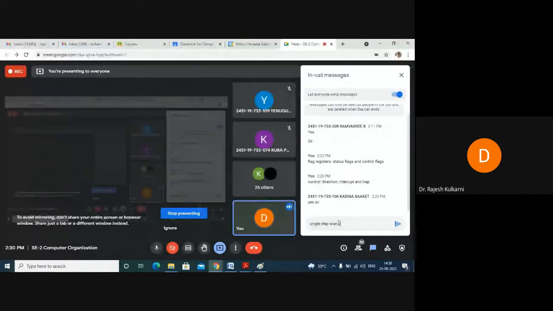So I have written in the chat window. You can read in the chat window. What word have I written? I have written single step execution mode.